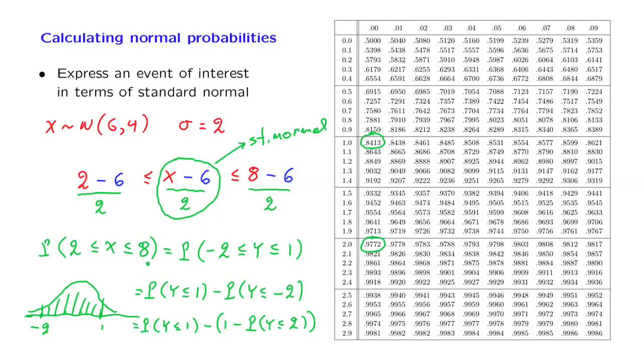This gives us the desired probability. Again, the key step is to take the event of interest, and by subtracting the mean and dividing by the standard deviation, express that same event in an equivalent form, but which now involves a standard normal random variable. And then finally use the standard normal tables.